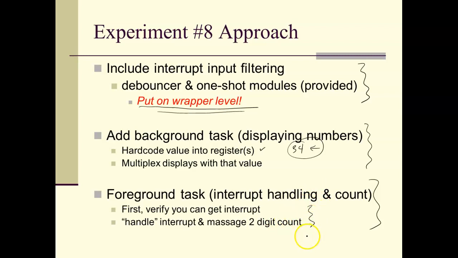Typically speaking, the best way to do this program is to put the count massaging, the BCD decimal, add 1, and so on, in the interrupt service routine. It makes everything really easy in this experiment. Lastly, don't forget to re-enable the interrupts. In summary, get your display multiplexing working, which is the background task, and then work on your foreground task, which is to verify you're able to get an interrupt.